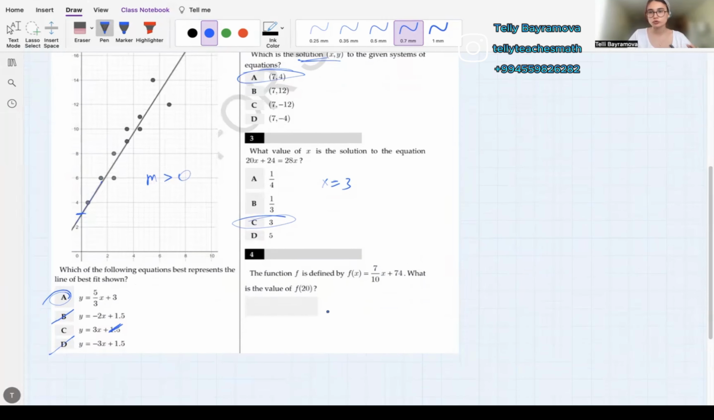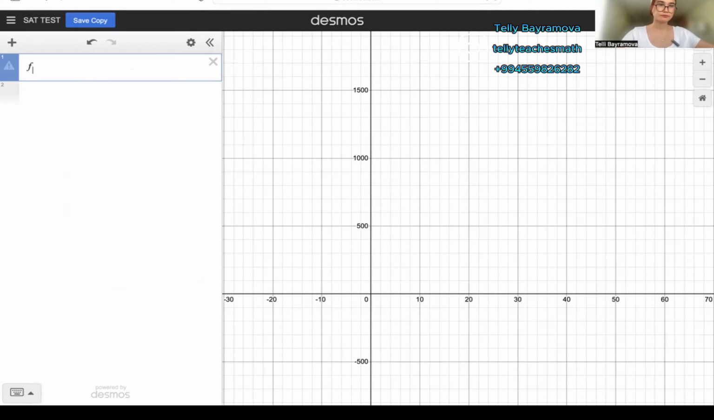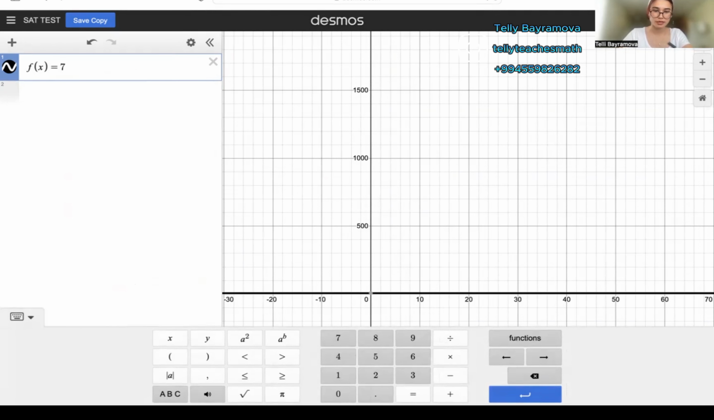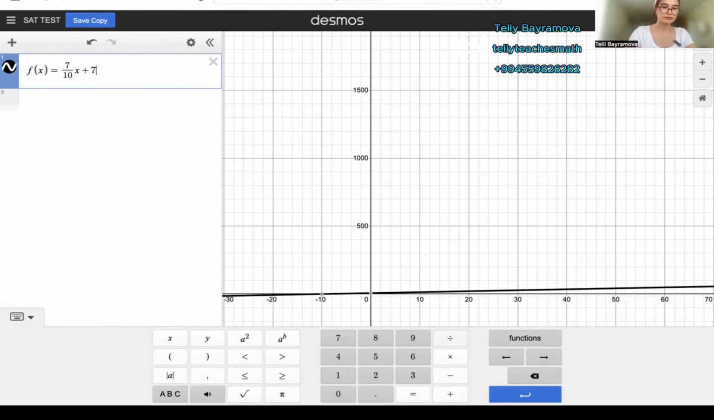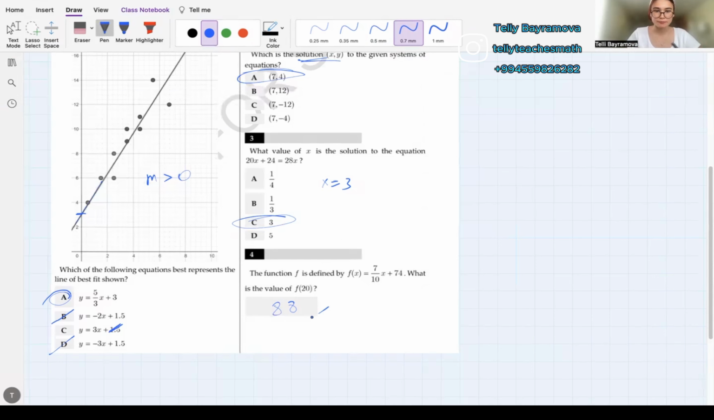F of x is this one, find f of 20. Now I want to show Desmos for all questions, but I know you can do it without that as well. Okay, f of x equals 7 over 10 x plus 74. As a second step, you need to find f of 20. F of 20 gives you the answer, which is 88. No need to calculate anything, the answer is 88.